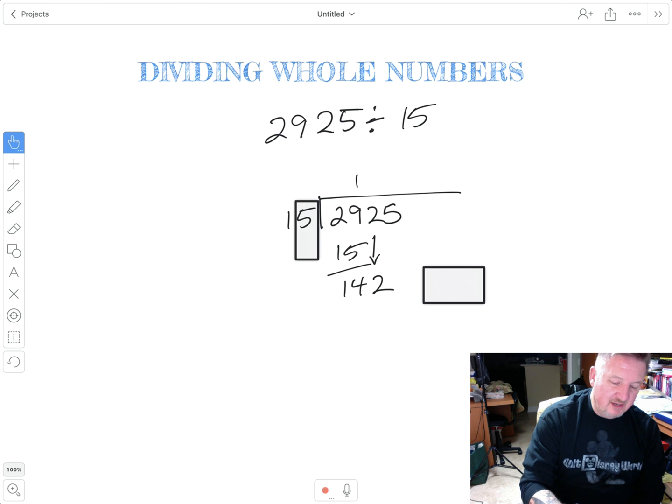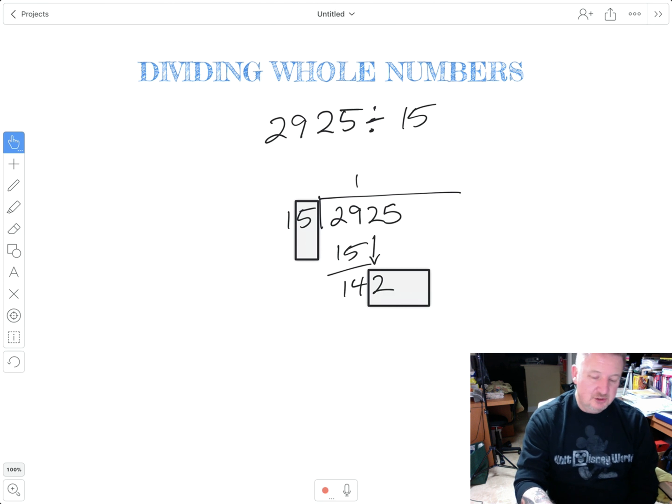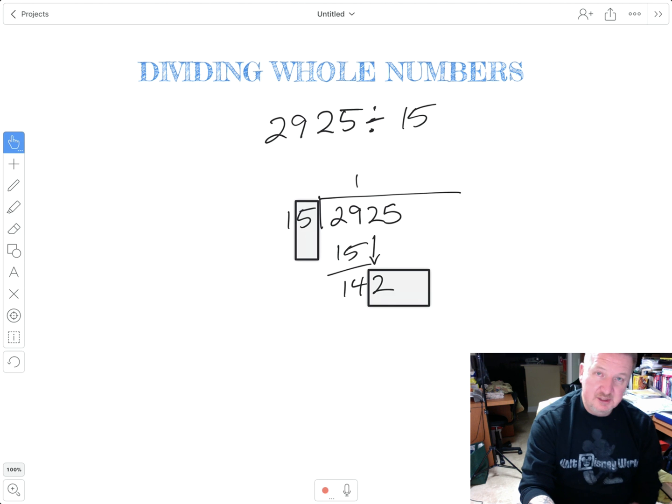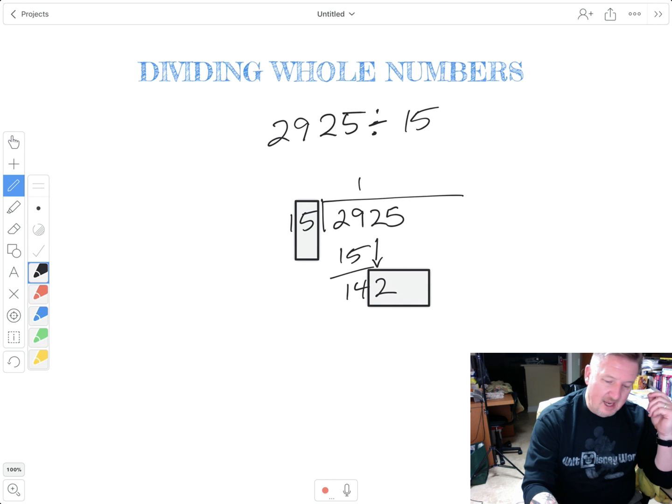So I cover up that 5, and I'm looking at that 1. And then I cover up one number here, and I say, how many times does 1 go into 14? Well, it's going to go in 14 times, but that's too much. I can't put a 14 up here. So the maximum I can put is a 9. So we'll start with a 9 and see what happens.